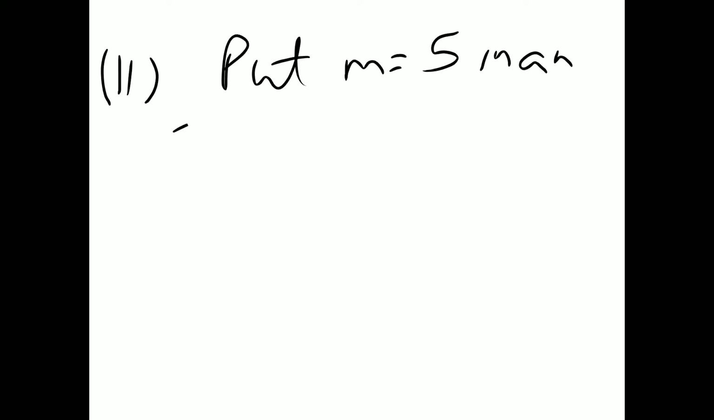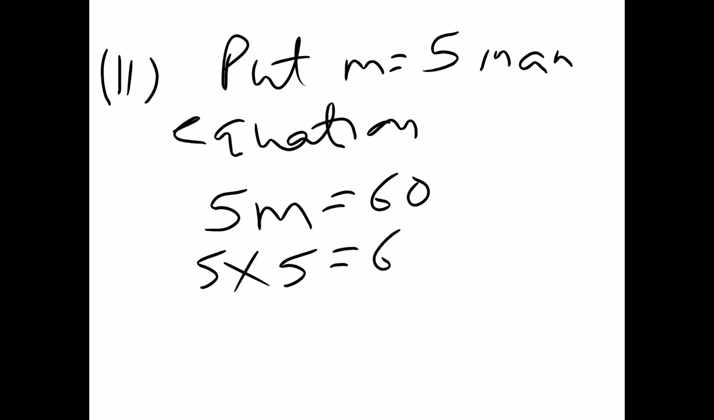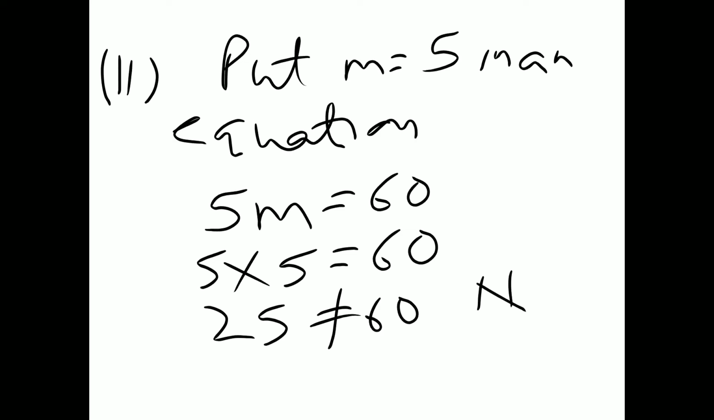Means one question is having 4 questions. This is the meaning of a question. So 5m is equal to 60. So you put 5 into 5 is equal to 60. So 25 is equal to 60. No, it is not equal to 60. So again it is not satisfying the equation.